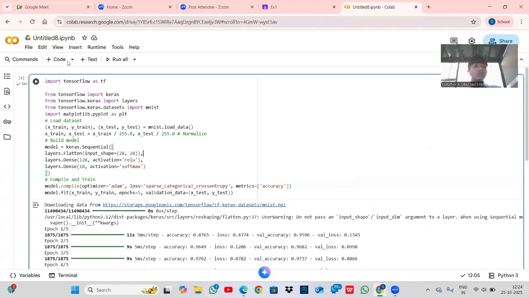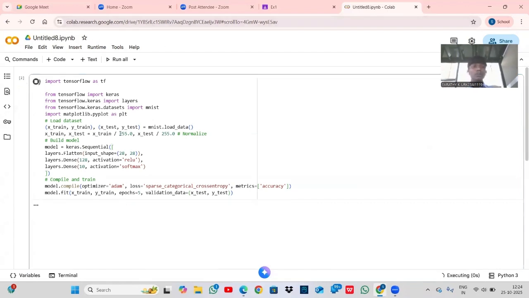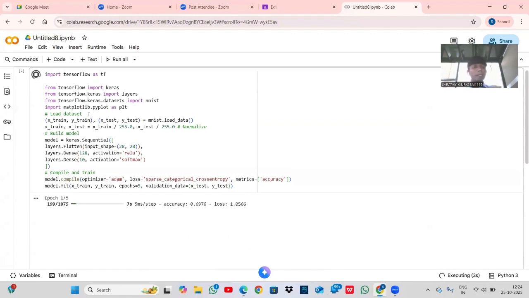First, we have to import the libraries. First, importing TensorFlow and Keras for building the neural network, and after that importing the MNIST dataset directly from Keras, and after that using Matplotlib for visualization. And after that we have to load the datasets: x_train, y_train, x_test, y_test, with mnist.load_data.